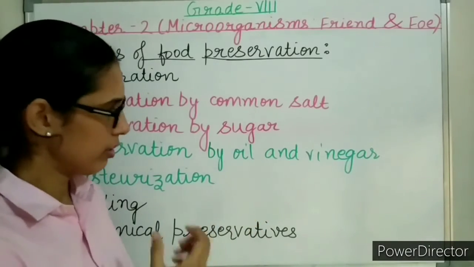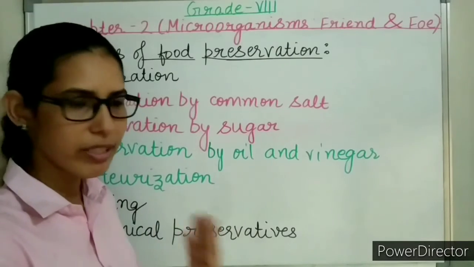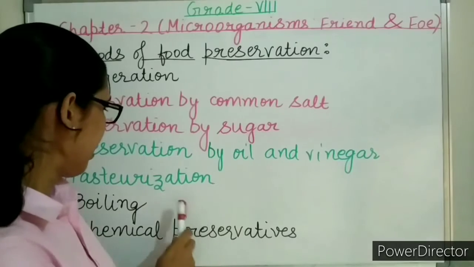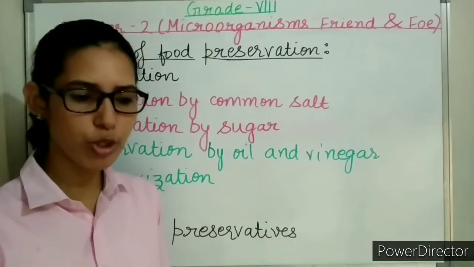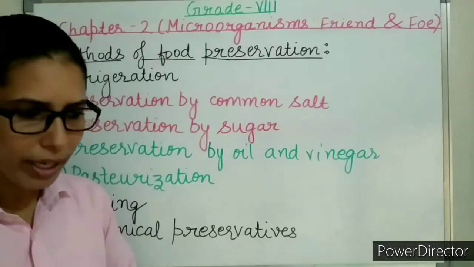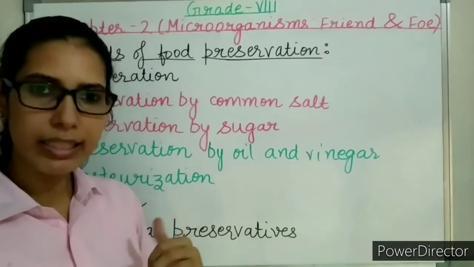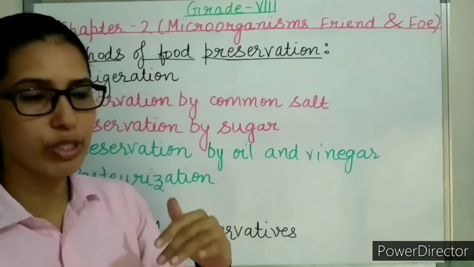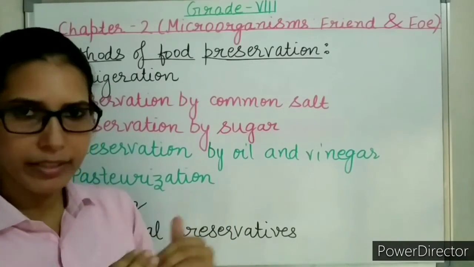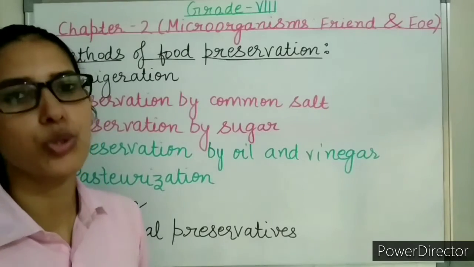Because microorganisms cannot survive in such an environment, like in oil. Next is pasteurization. Pasteurization is a method which is used for preserving milk. What happens in this? The milk is heated to 70 degrees for 15 to 20 seconds, and then suddenly it is chilled and then it is stored.